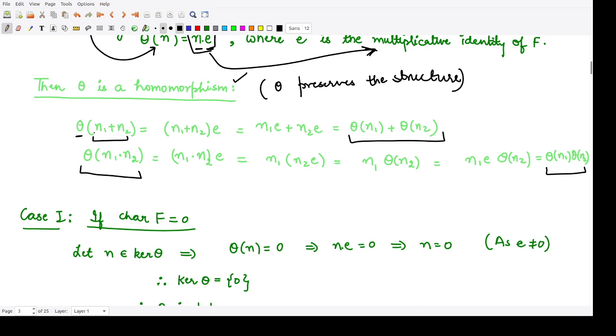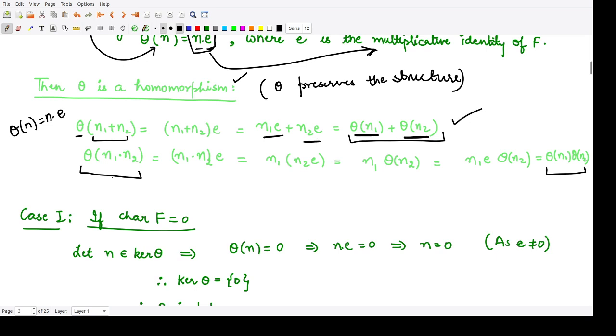By definition, because we had theta of n defined to be n into the multiplicative identity, theta of n1 plus n2 should be equivalent to n1 plus n2 into e. Now we can simply multiply using the distributive law. We can write this as n1 into e plus n2 into e. Now what is n1 into e? It is theta of n1, and n2 into e is theta of n2. So this first part is proved very easily.